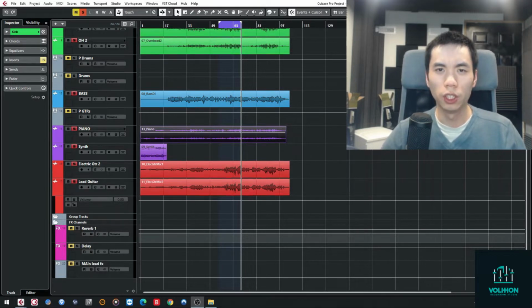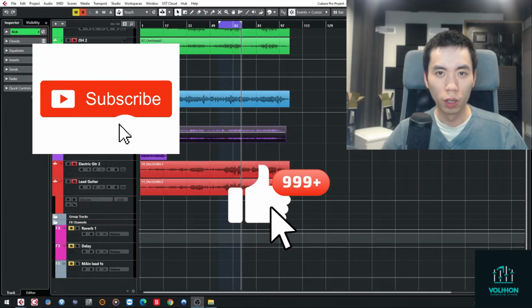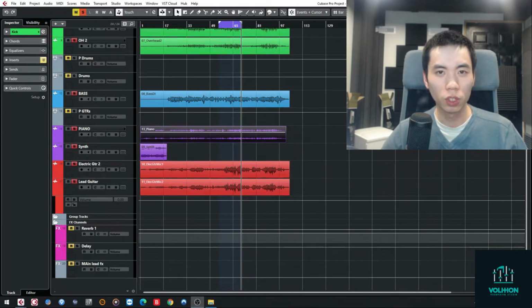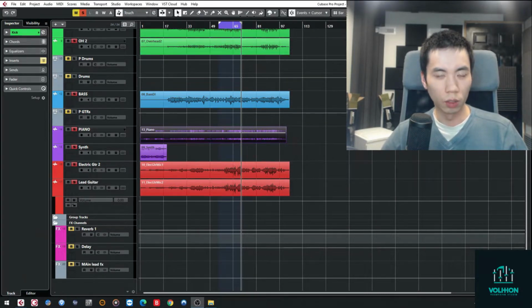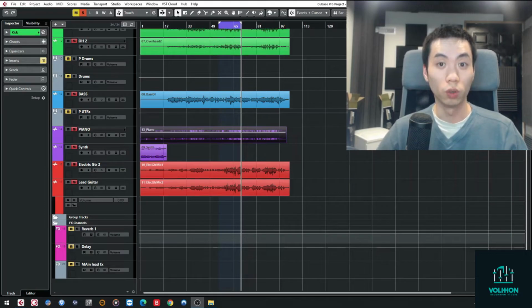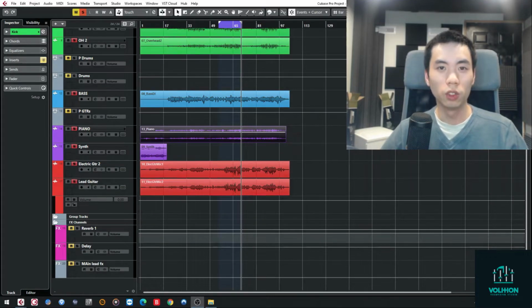When it comes to gain staging, the most important thing, number one, is that we're essentially freeing up more volume space. And number two is that we're fixing the overall volumes of the tracks. Sometimes you never know if something was recorded too quietly, or too high. So what we want to do is fix those issues and make sure that the volumes for each individual track in the mix are at a good volume level.